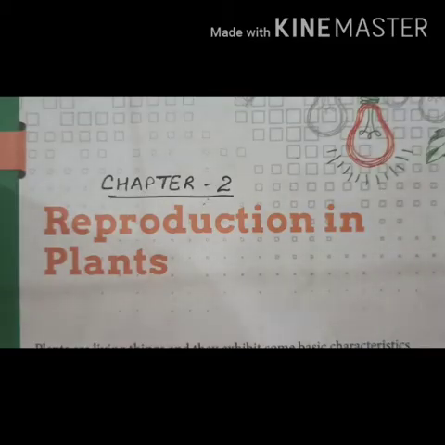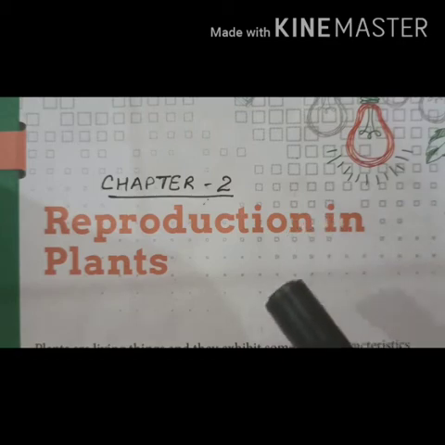Hello class 8, let's continue chapter 2, reproduction in plants. In the previous video we have already discussed vegetative propagation and vegetative propagation by underground stems like tubers, bulbs, corm and rhizome. Today in this video we will discuss vegetative propagation by leaves and roots, and artificial vegetative propagation, right?